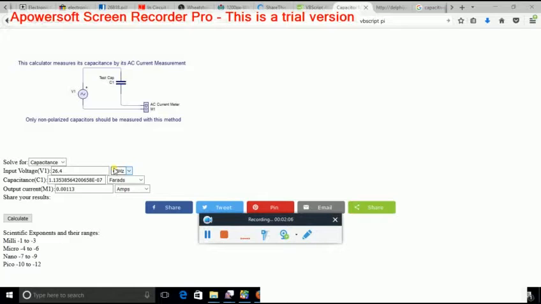This is a basic, simple circuit. You can try measuring down to picofarads, but the thing is, it's probably not going to come out to anything. It'll come out real low.